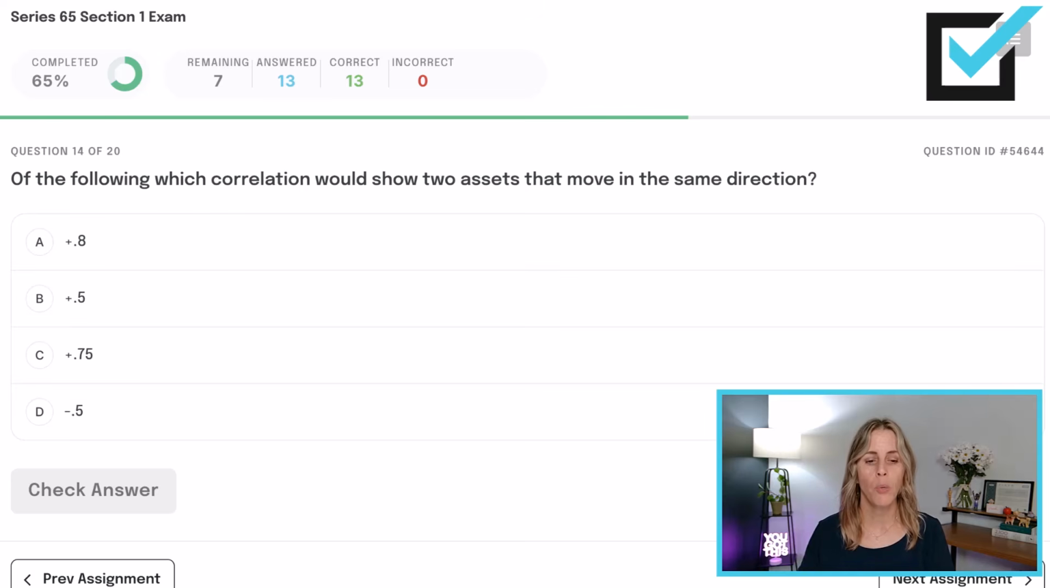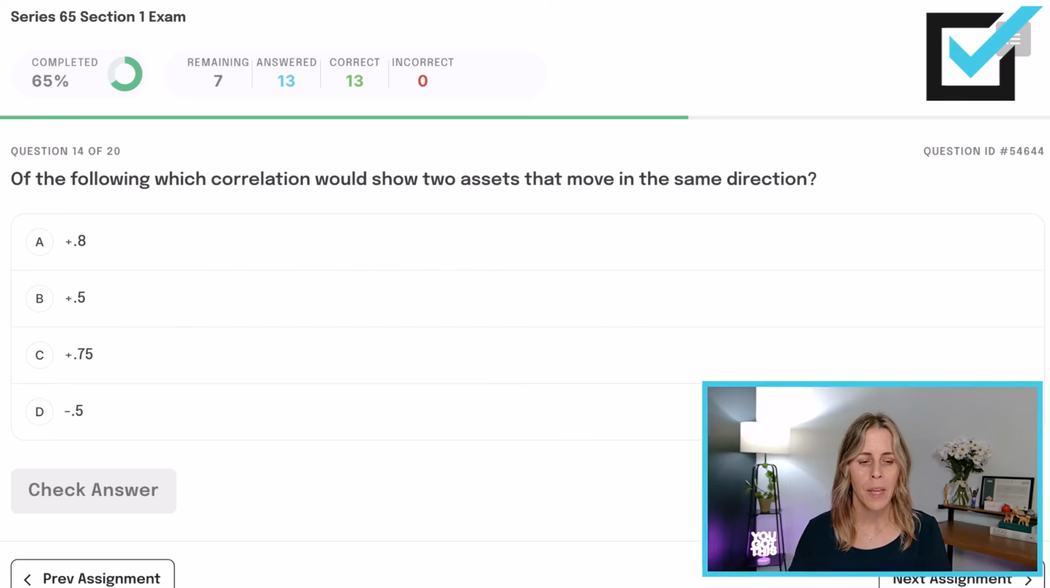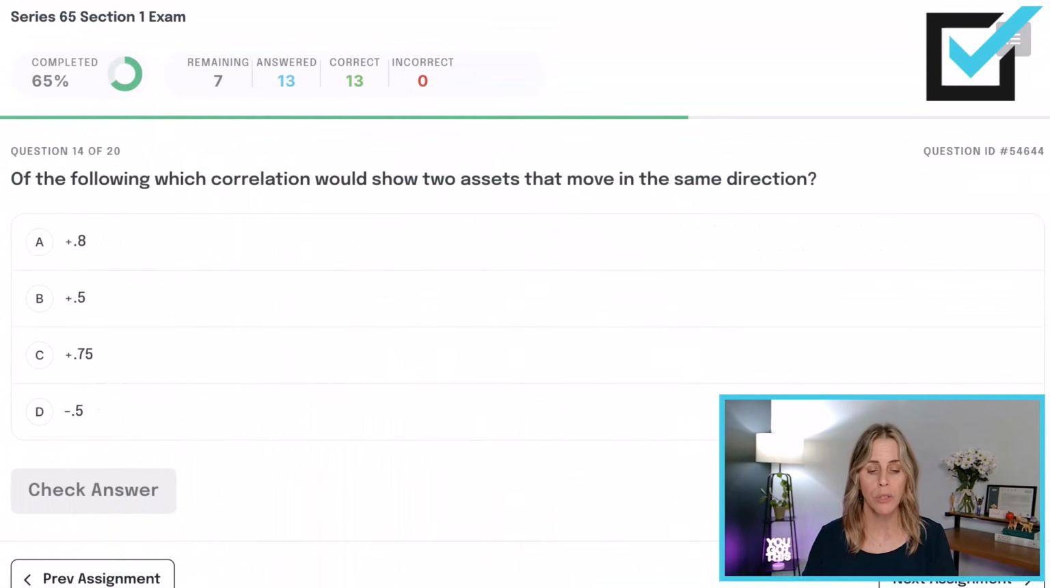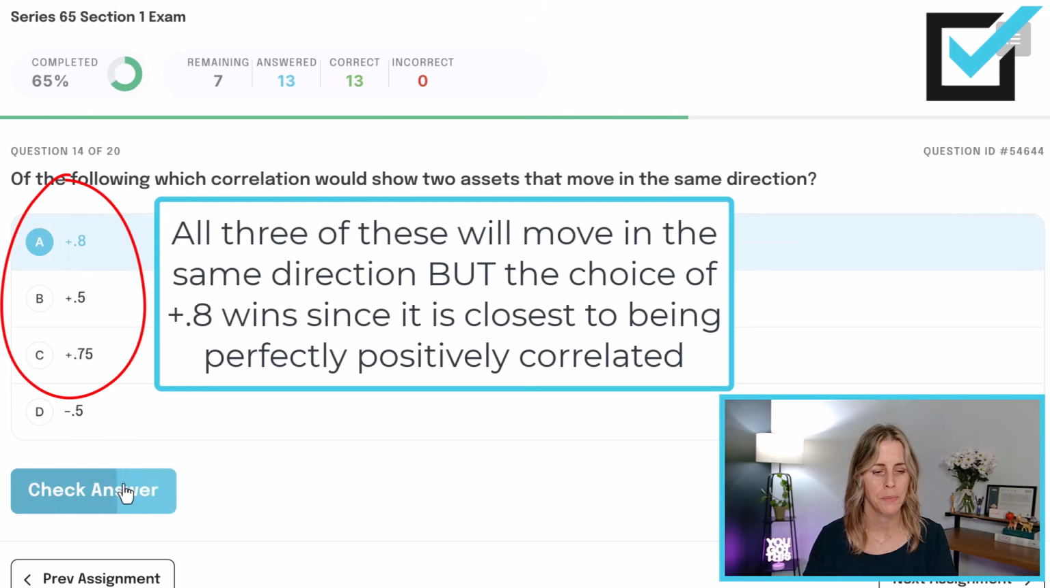Of the following, which correlation would show two assets that move in the same direction? It has to be positively correlated. So what are our choices? Positive 0.8, positive 0.5, positive 0.75, or negative 0.5. So positive 1 would be perfectly positively correlated. So the closer we can get to that, the more the assets will move in the same direction.